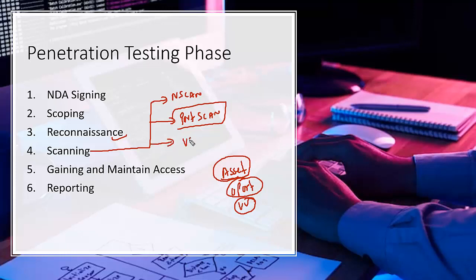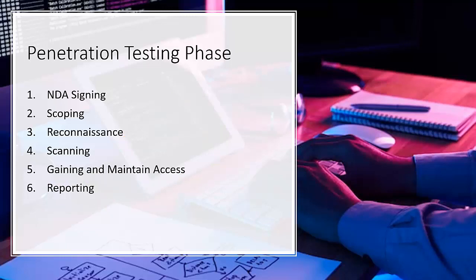Then I perform the vulnerability scan to identify the weaknesses by which I can get into the system. Once I find the vulnerability, I try to gain access, maintain the access, escalate the privilege, and prepare the report from the documentation we have. So this is the high-level activity performed by the penetration tester when conducting a PT. Let's move to the next part.